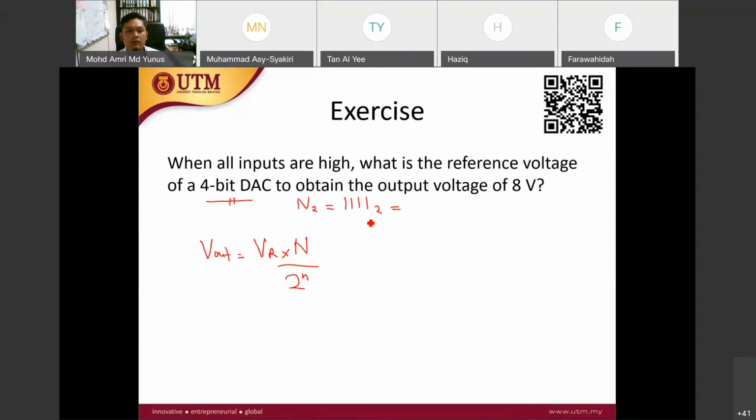Is it 15 or 16? So 1111: basically 2 to the power of 0 plus 2 to the power of 1 plus 2 to the power of 2 plus 2 to the power of 3. Basically 8 plus 4 plus 2 plus 1. You get 15 in decimal.